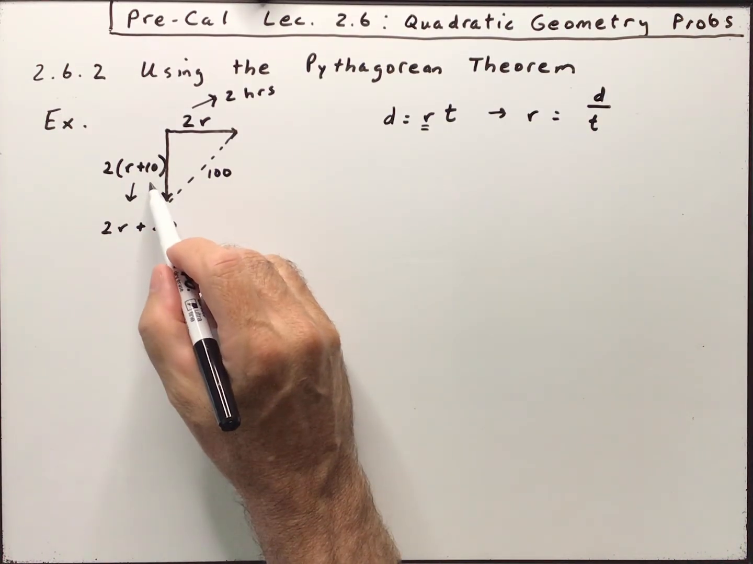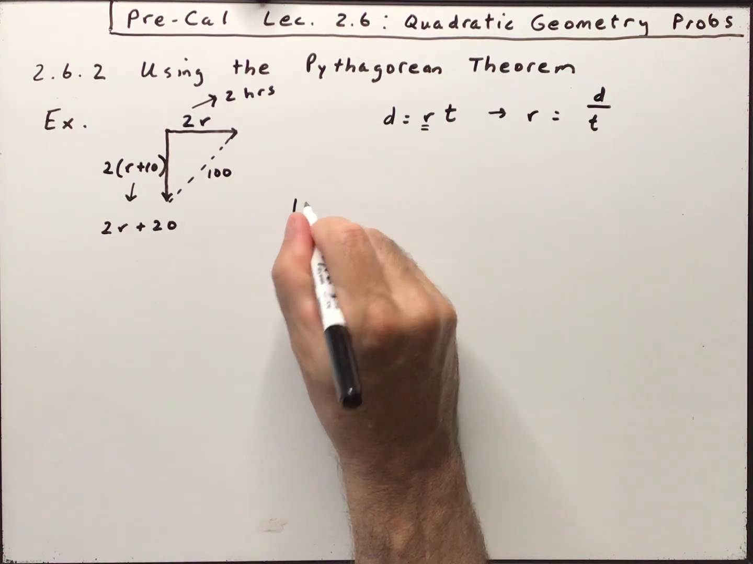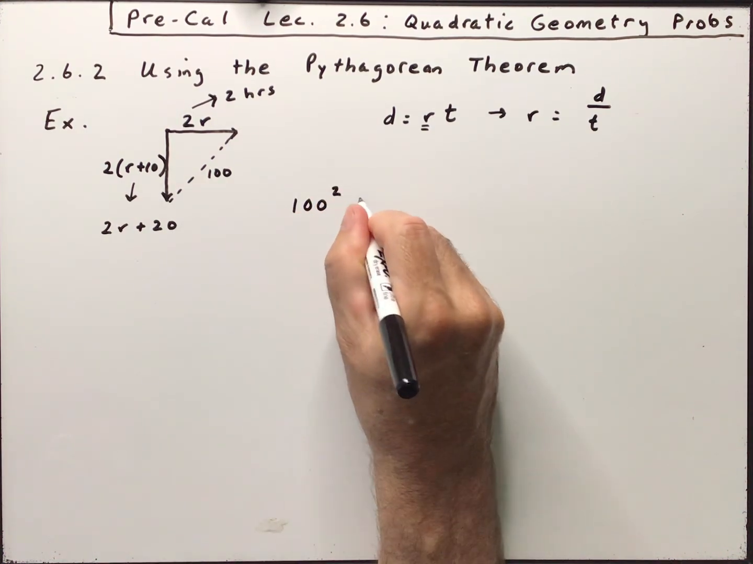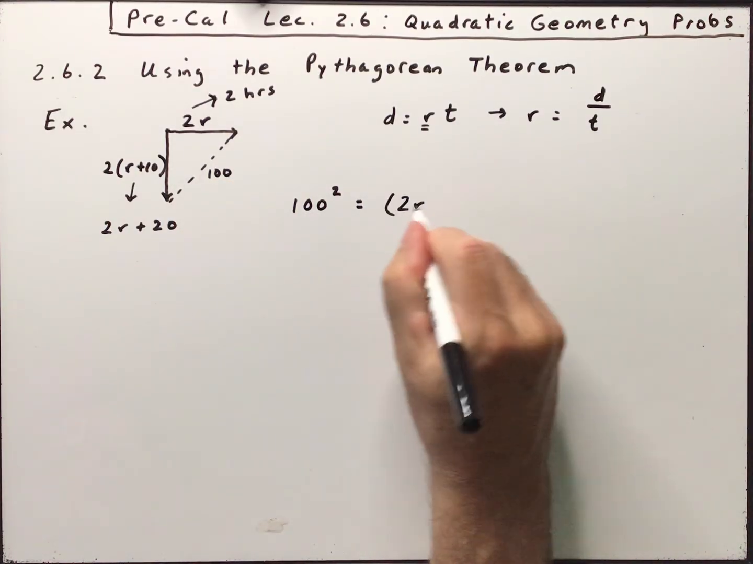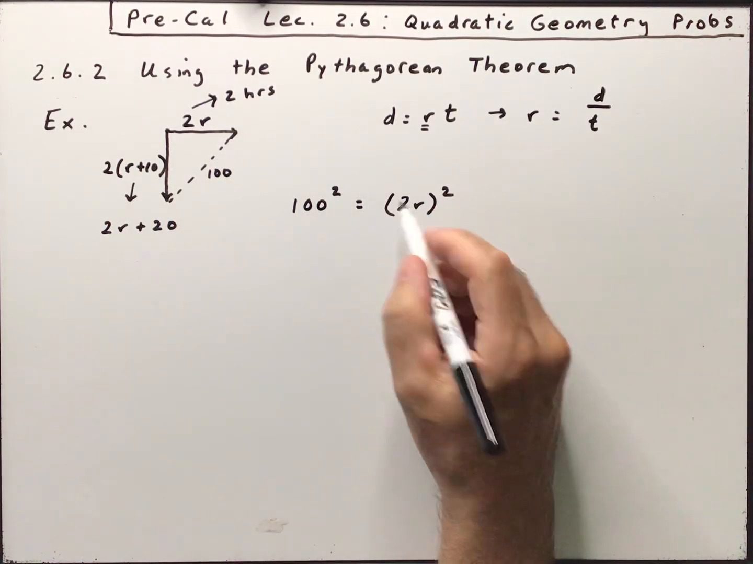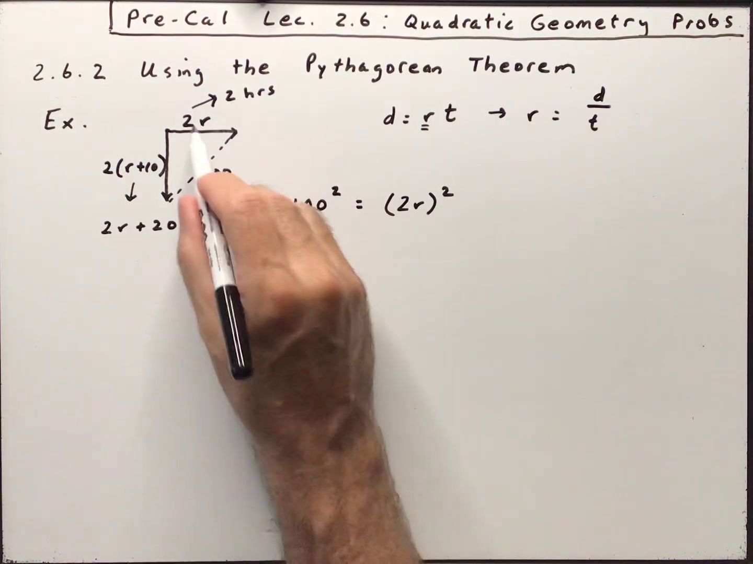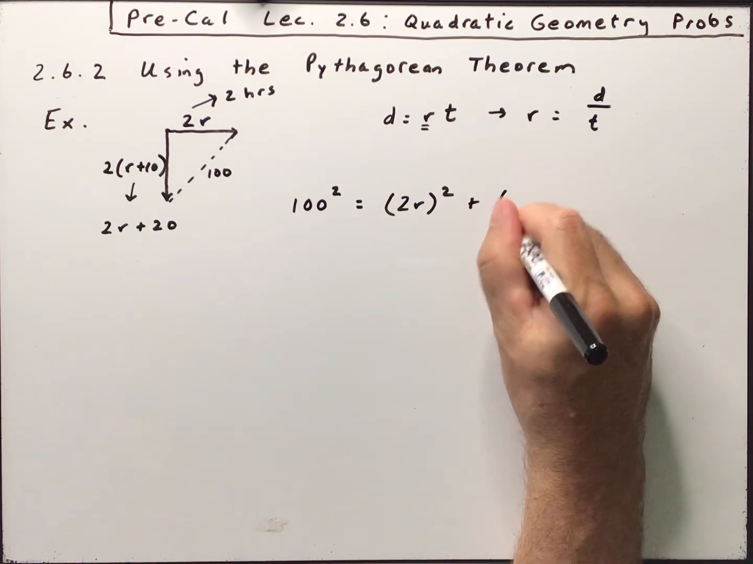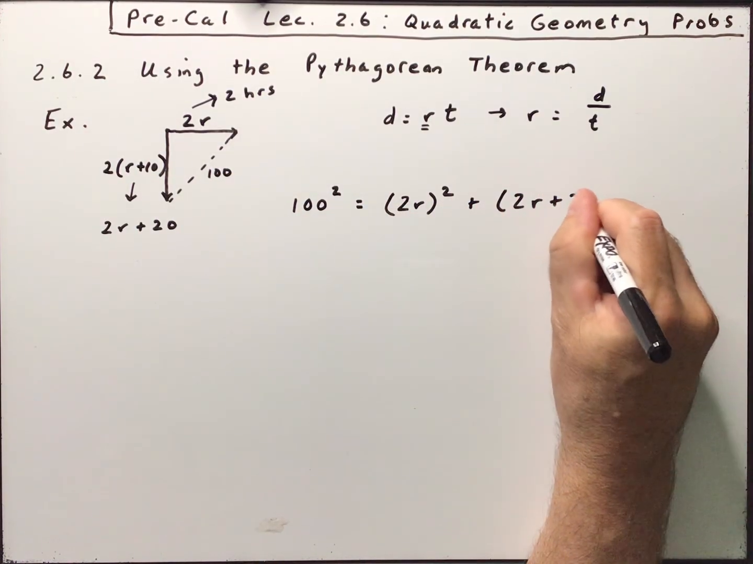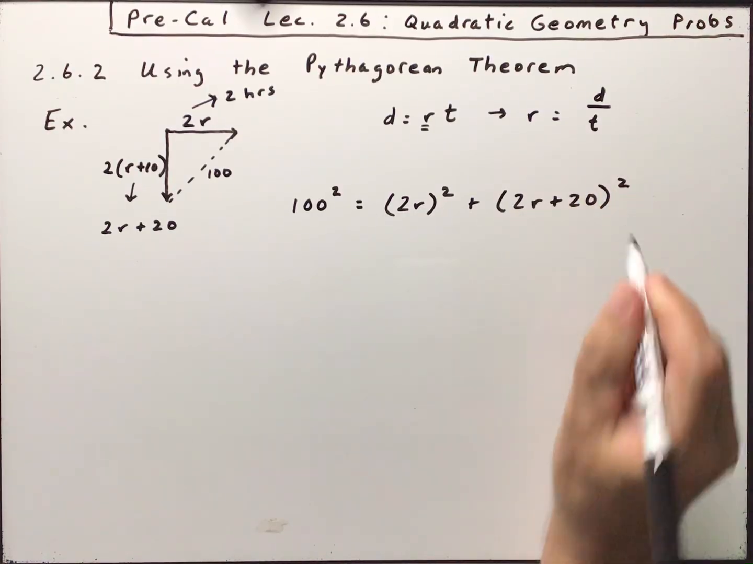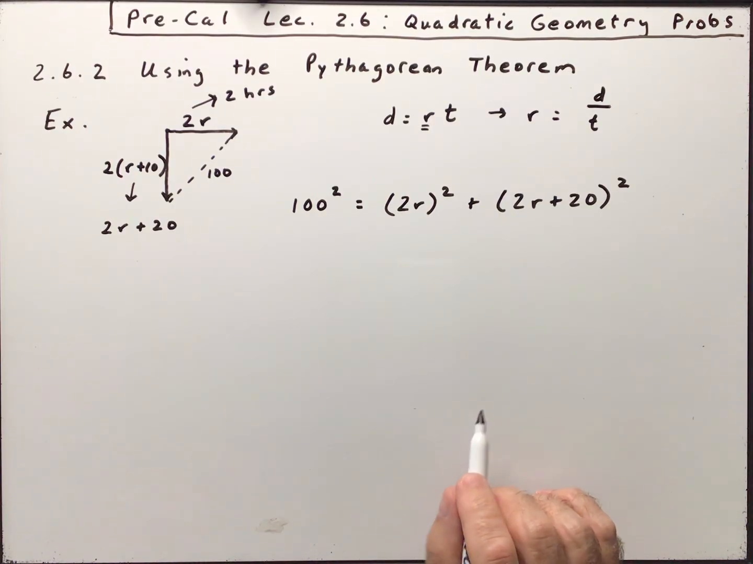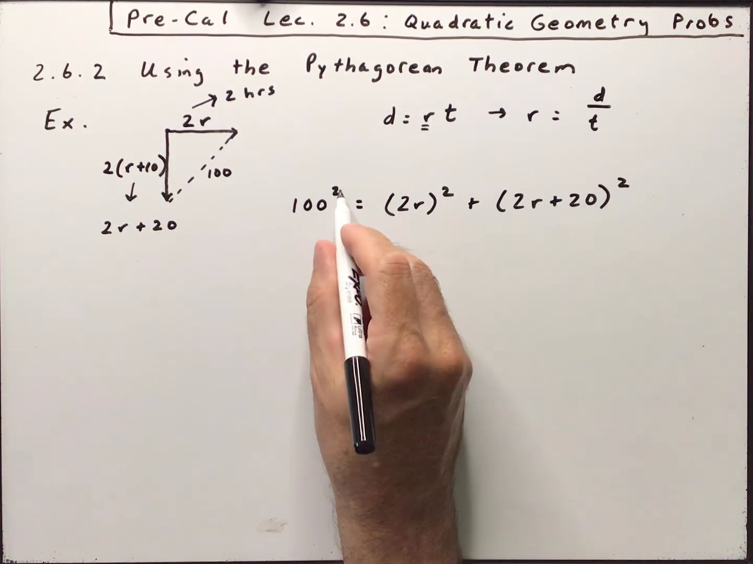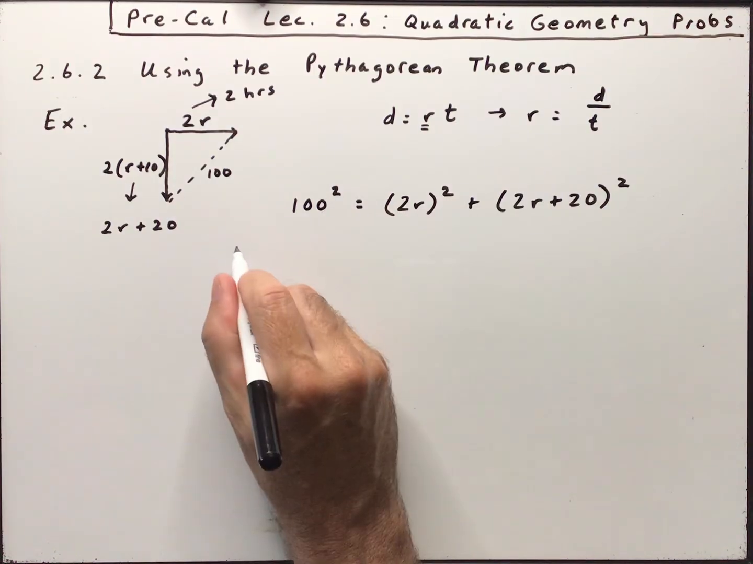So the Pythagorean theorem states that the hypotenuse squared, 100 squared, is equal to 2r all squared. Right? You have to square the 2 also. It's the whole thing. Plus 2r plus 20 all squared. Okay, so this will take us a little bit of work here. But what we've got is 100 squared. All right, well, that's 10,000.